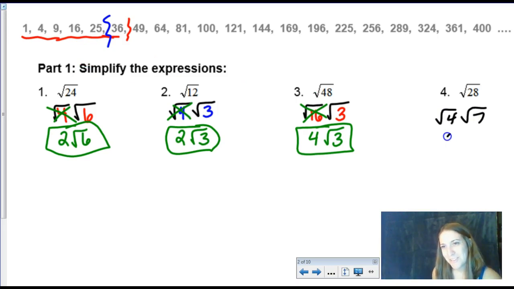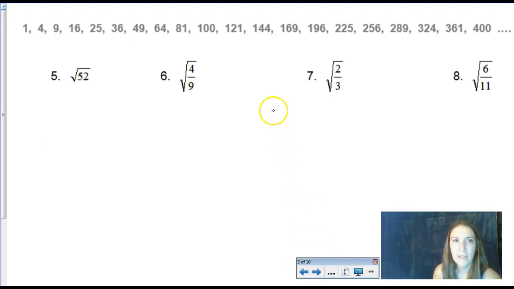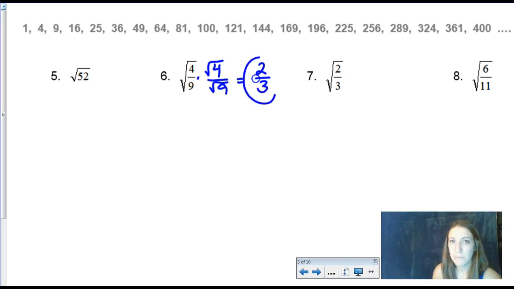4 times 7, which is 2 squared of 7. So that's a little refresher. We did a lot of that back in the last unit. I'm going to skip ahead. Remember when we divide perfect square roots, this can be separated into square root of 4 over square root of 9. Square root of 4 is really a 2. Square root of 9 is really a 3.